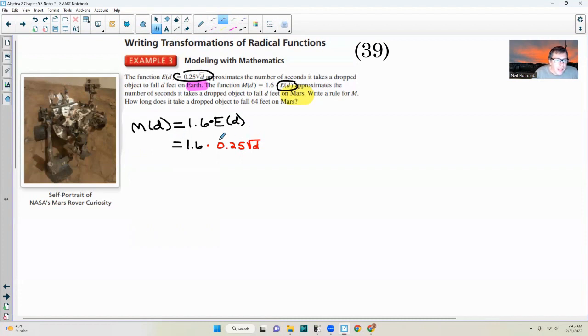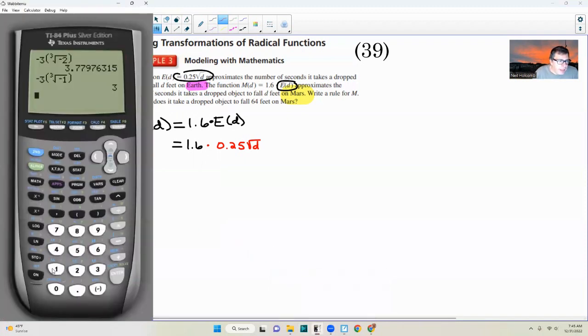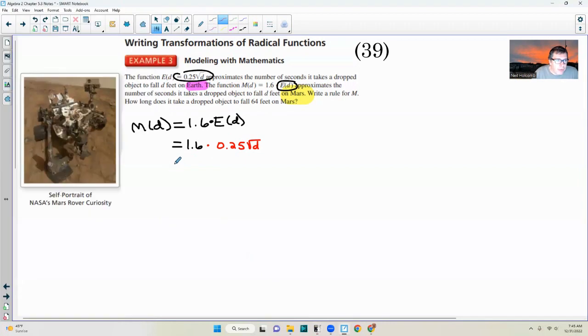So there it is. And then what's 1.6 times 0.25? So then I get my calculator and I take 1.6 times 0.25, enter, and I got 0.4. Okay, so that is going to equal 0.4 square root D. Okay, so there is our equation for M of D. So it says write a rule for M. There it is, M of D equals 0.4 square root D.